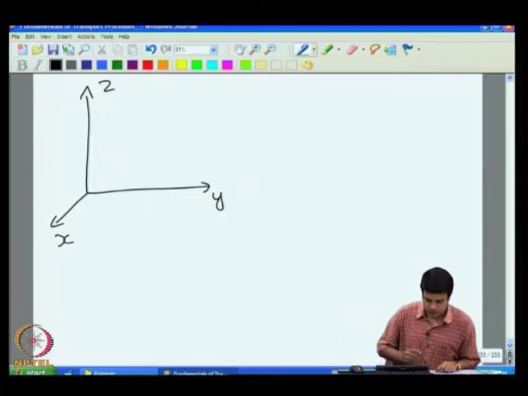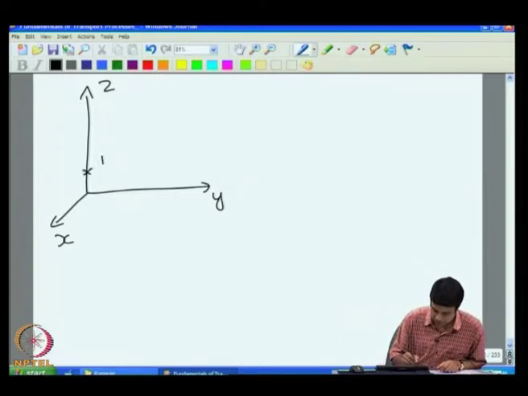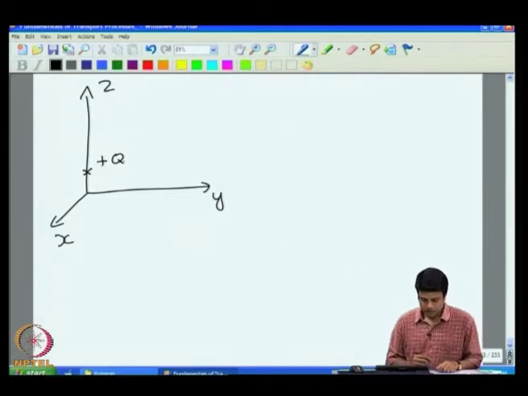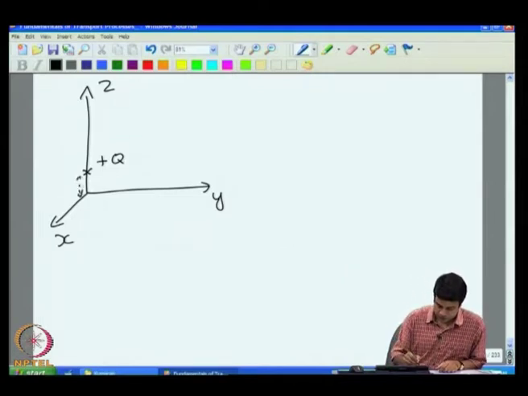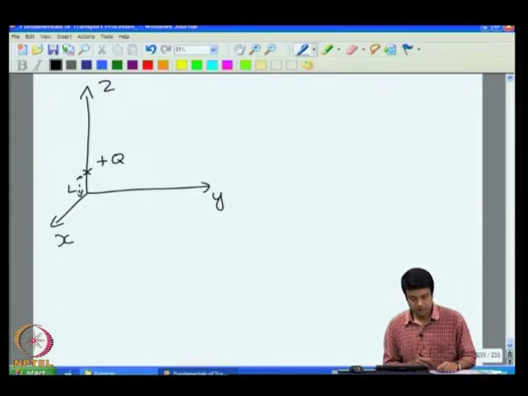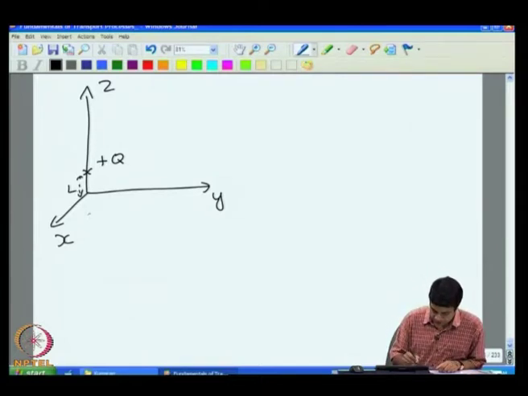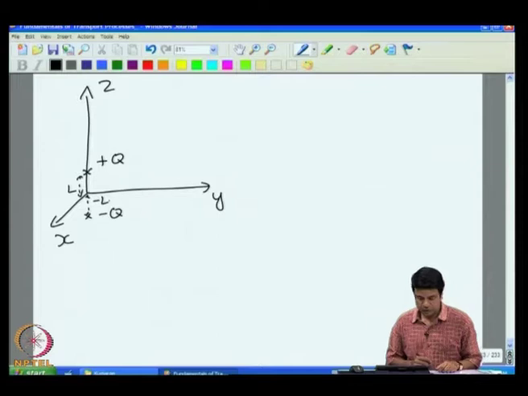In a Cartesian coordinate system, if I have a source plus q at a distance L from the origin along the z axis, and I have minus q at a distance minus L. So, I have two sources, one plus q on the plus z axis, the other minus q on the minus z axis. Both sources are of equal strength, one is positive, so it is a source of heat, the other is negative, and so it is a sink of heat.